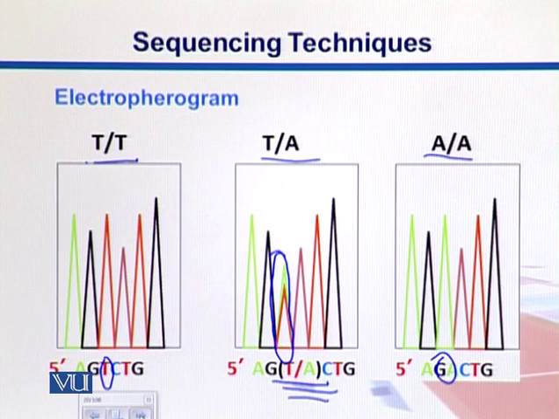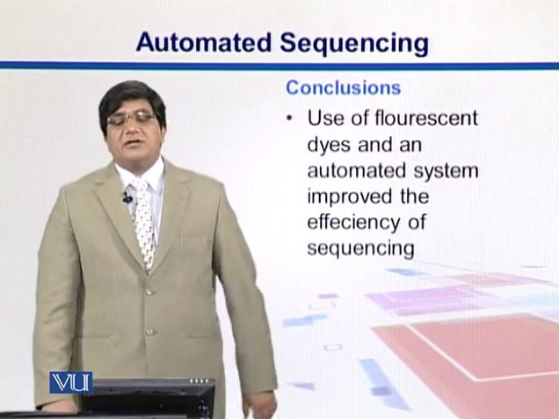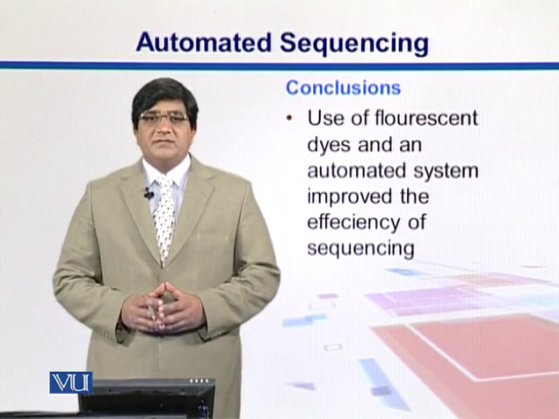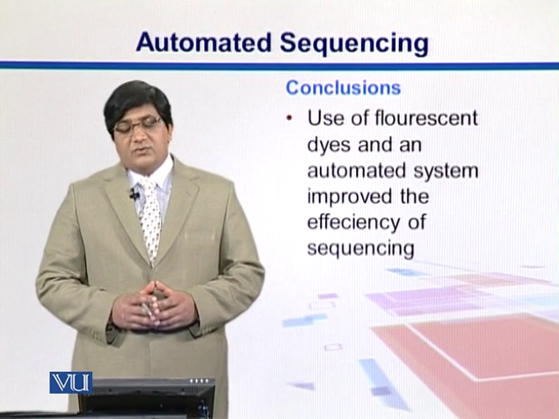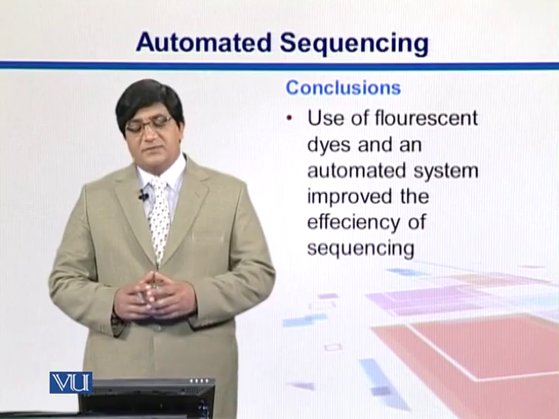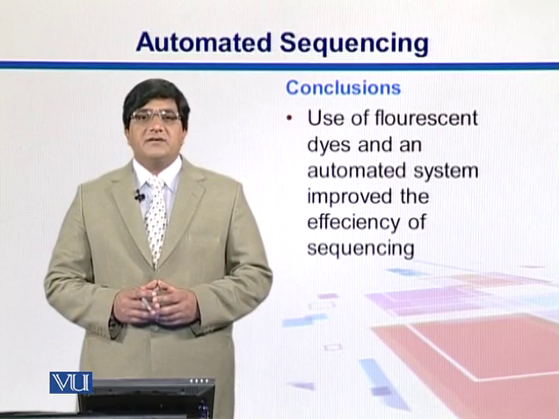So these electropherograms are interesting for the detection of mutations, but obviously in advanced technologies now there are further advanced techniques to do that. So we conclude that the use of fluorescent dyes and an automated system improves the efficiency of sequencing.